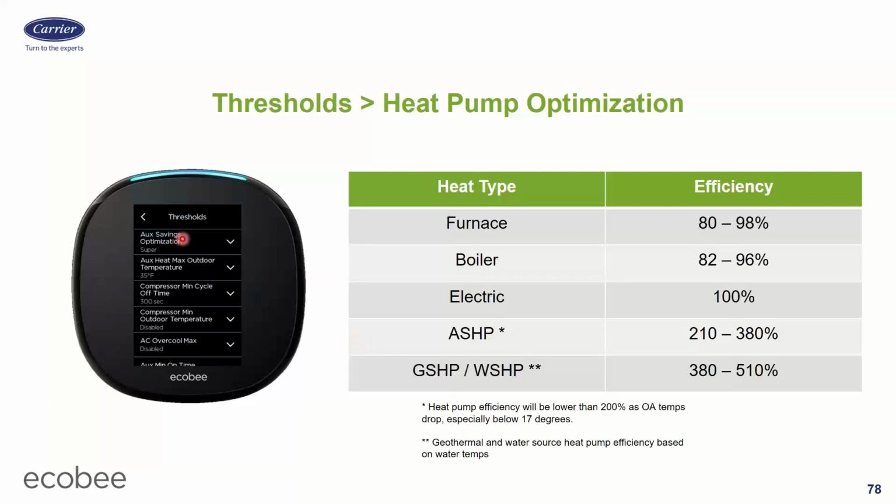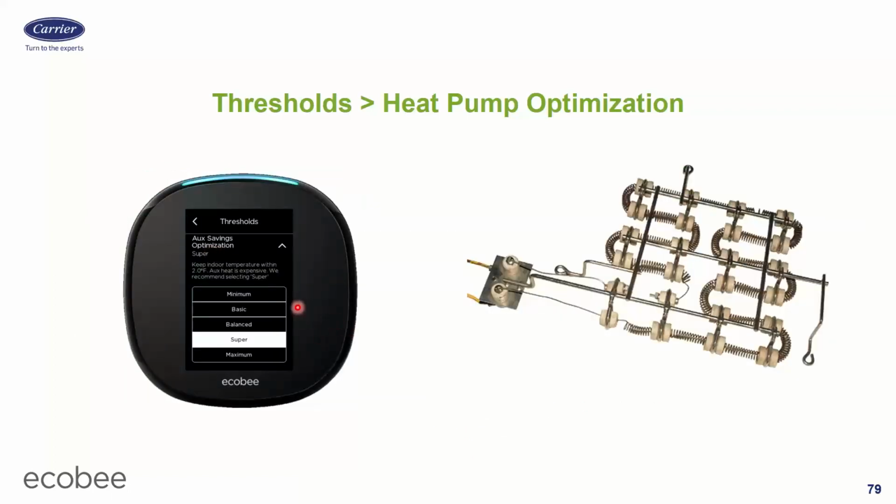So when I click on auxiliary savings optimization, so auxiliary heat is my electric heat in this example, my choices are going to be minimum, basic, balance, super, and maximum. And nobody knows what the hell that means. There used to be numbers here, but that was confusing homeowners. And like we said last week, most Ecobee thermostats and most thermostats in general are installed by homeowners, not HVAC guys. So they're trying to make all the language easy for homeowners. So they got rid of all the numbers, which confused people. And now they just have these words, which now confuses me.